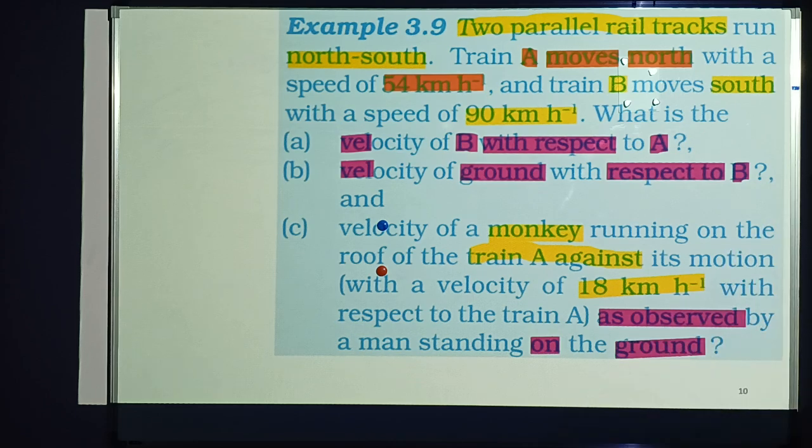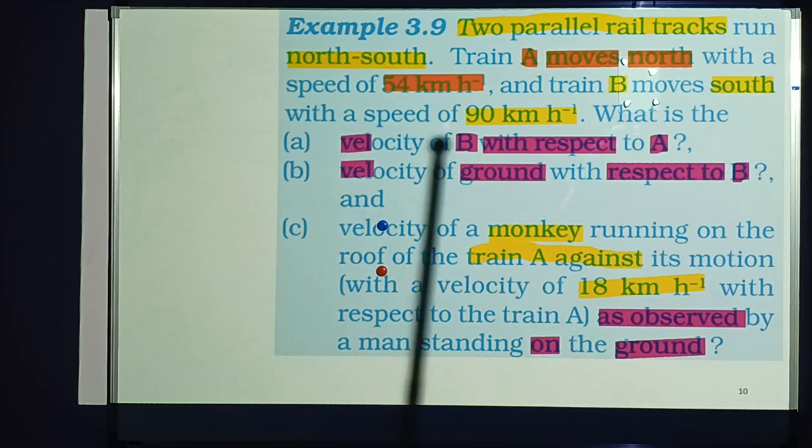This is a simple example. Two parallel rail tracks run north-south. Train A moves north with a speed of 54 km per hour. Train B moves south with a speed of 90 kilometers per hour.